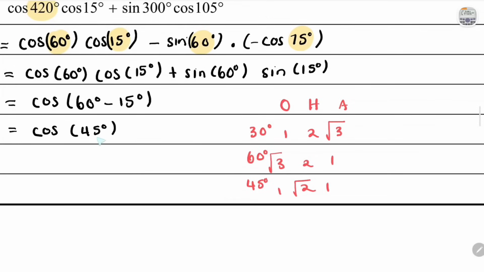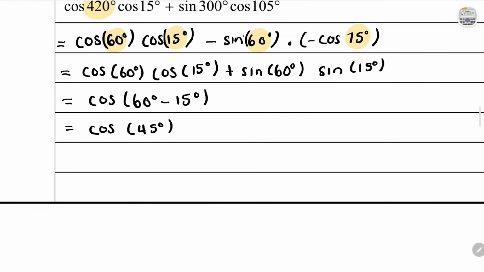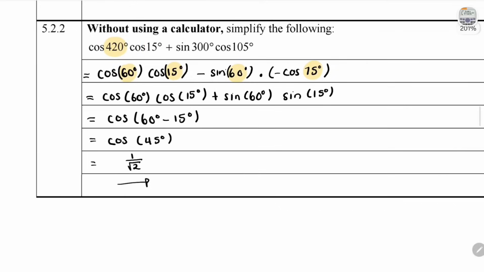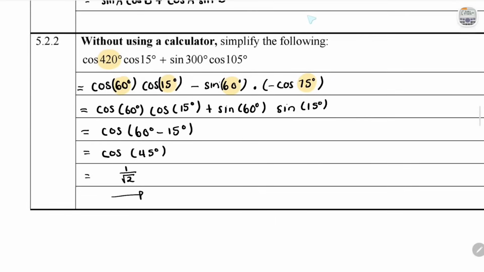So when we're looking for cos 45 degrees, follow what SOHCAHTOA says. With SOHCAHTOA, we know that cos is equal to adjacent over hypotenuse. So we'll go to the 45 degree row and we'll take the adjacent over the hypotenuse. So that is 1 over root 2. So cos 45 degrees is simply equal to 1 over root 2. And that is our answer without using a calculator.